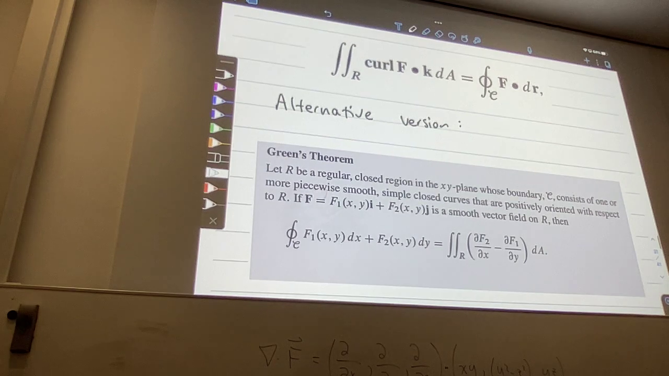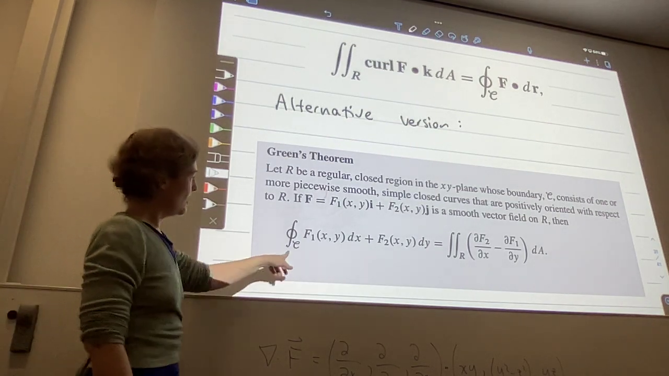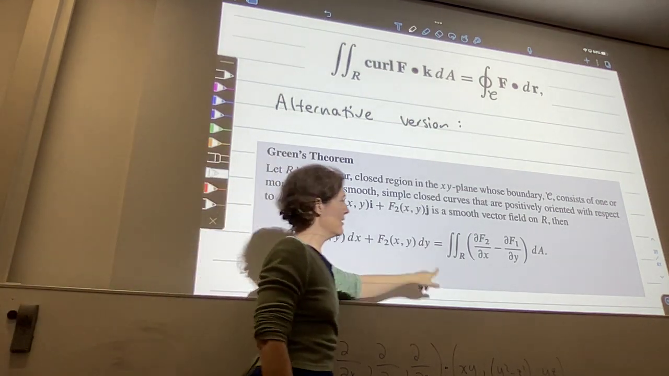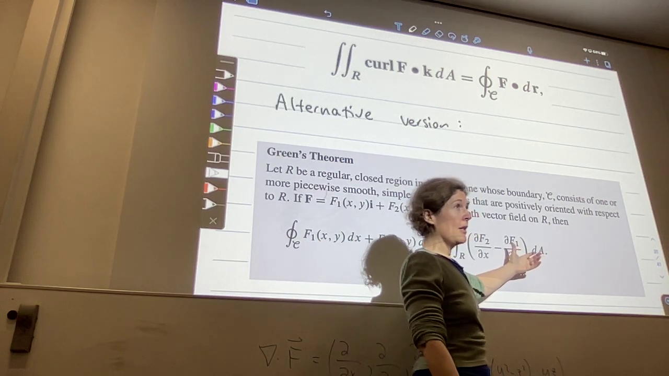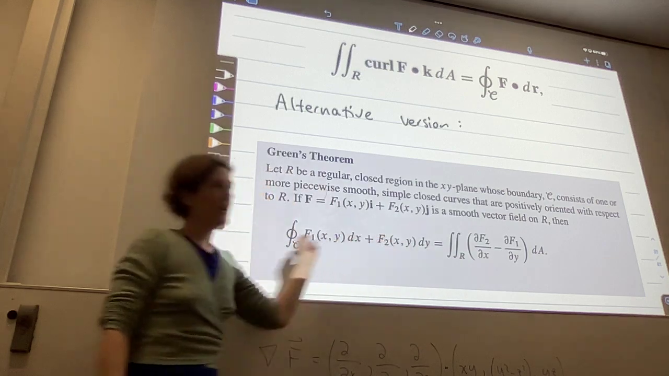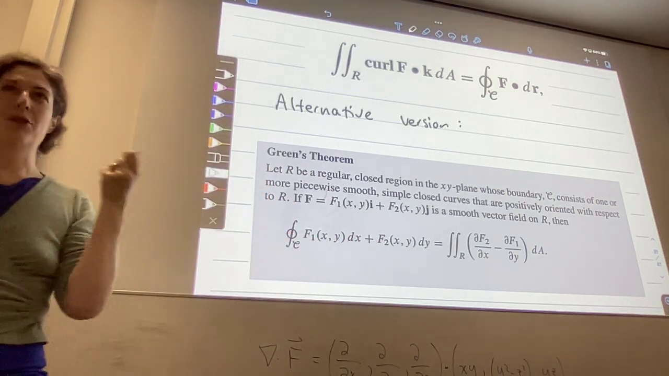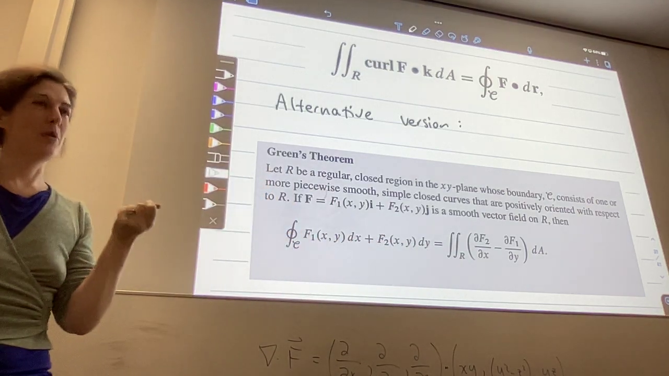An alternative version that you will sometimes see is that you can convert a line integral like this into a surface integral like this, or vice versa. So the whole point of this is it gives you a way of moving between integrals to hopefully find one that is not too horrific to calculate.